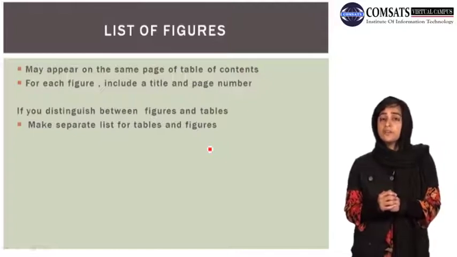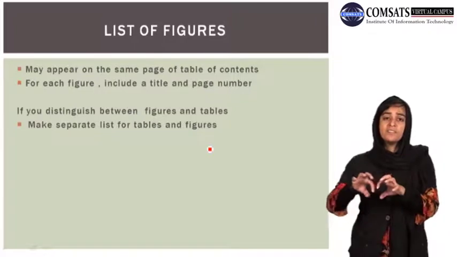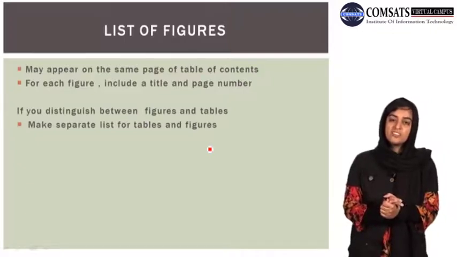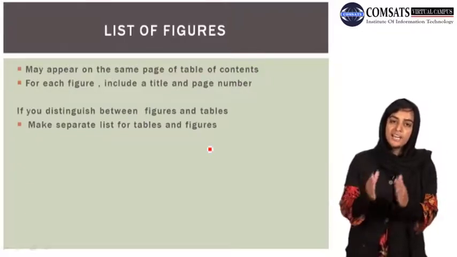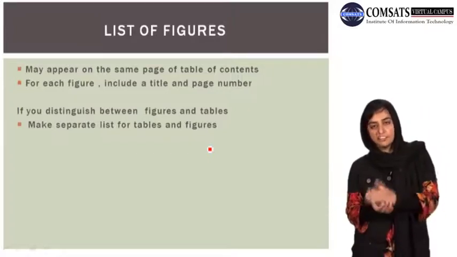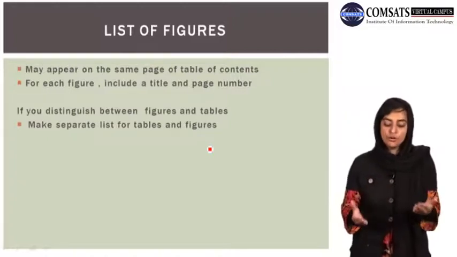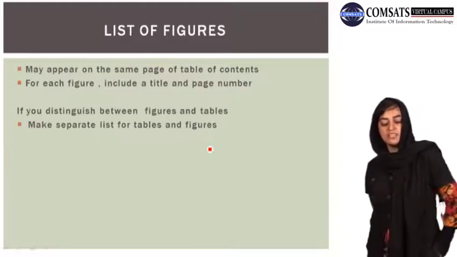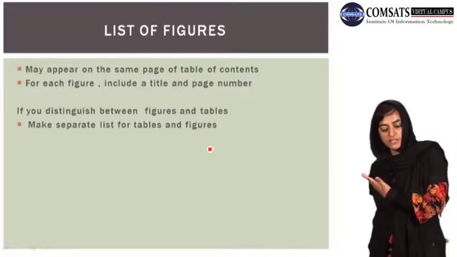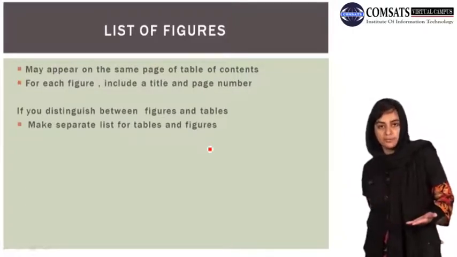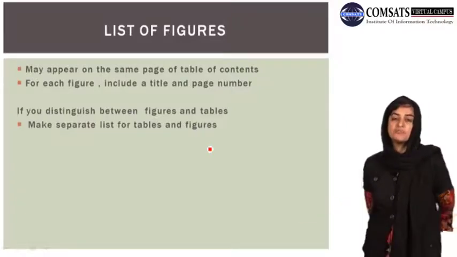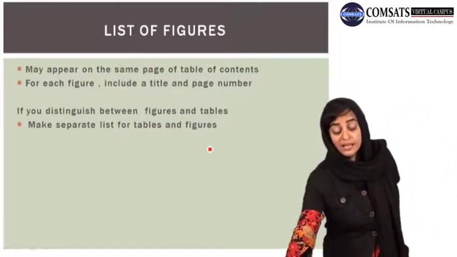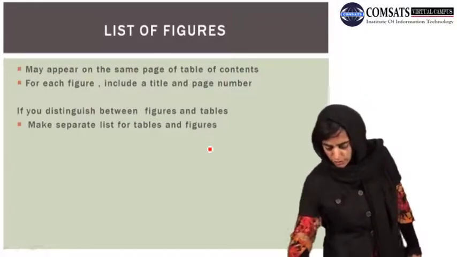Remember, dear students, there are some writers of the report who distinguish between the figures and the tables. If you are one of such writers, then yes, you can go for a separate list of figures for the figures and list of tables separately for the tables. Make a separate list for the tables and a separate list for the figures. Here, dear students, list of figures may appear on the same page as the table of contents, as you can see on the slide. For each figure include a title and the page number. If you distinguish between the figures and the tables, make separate lists for the tables and figures, as you can see on the slide. Let us move to the sample list of figures in order to clarify it to you.